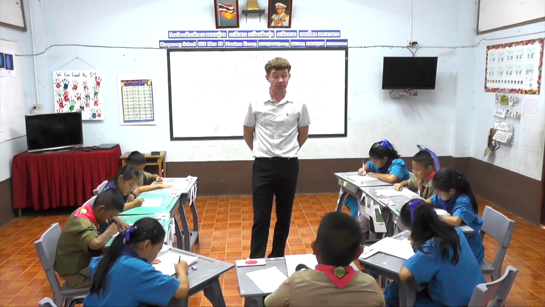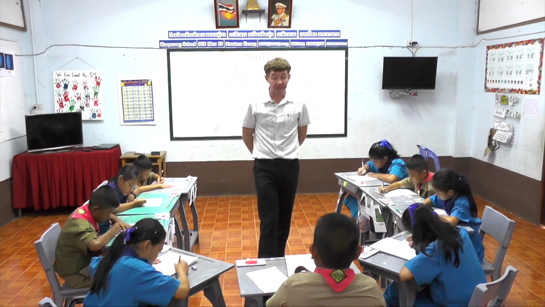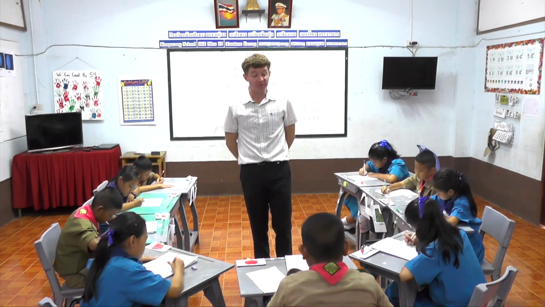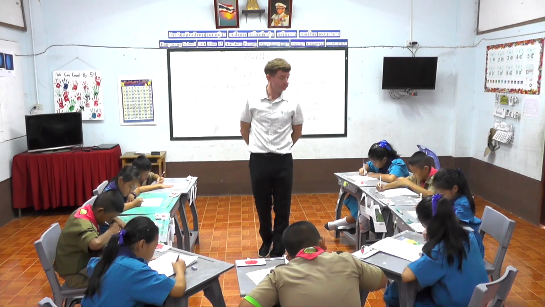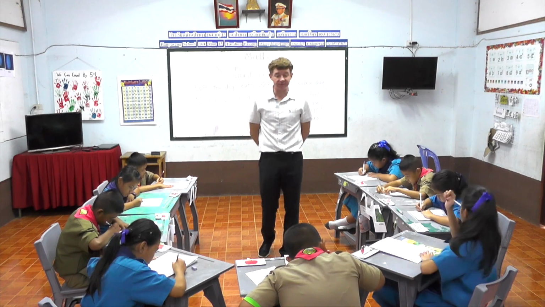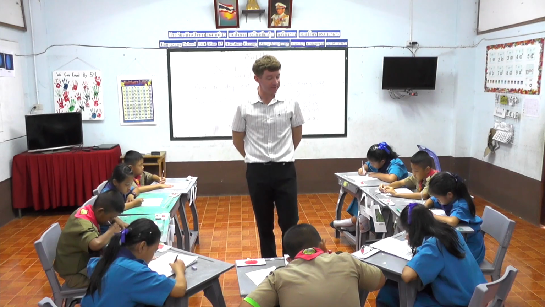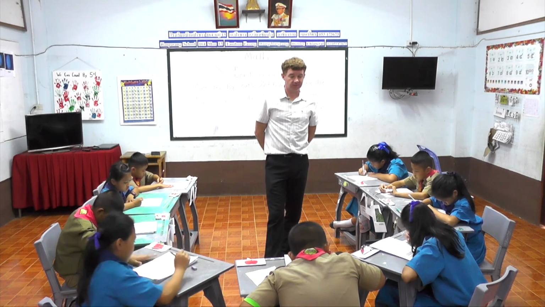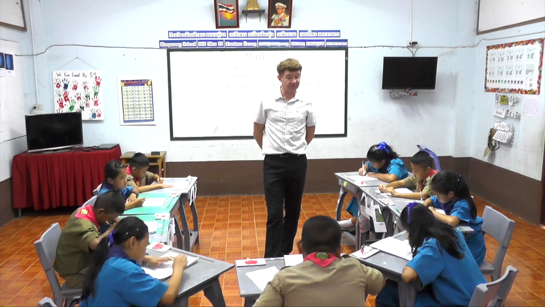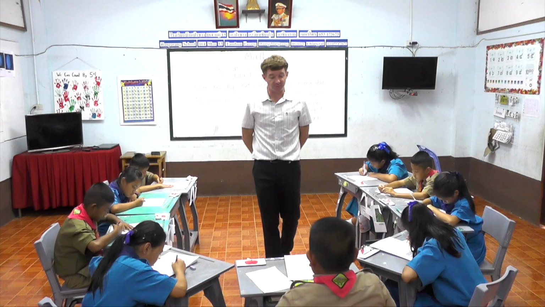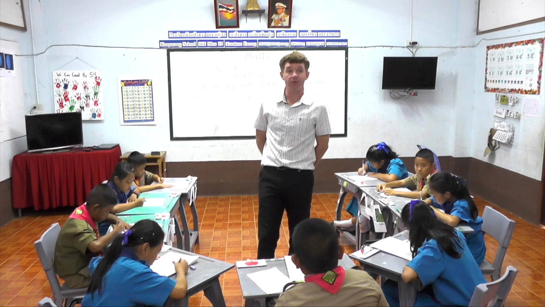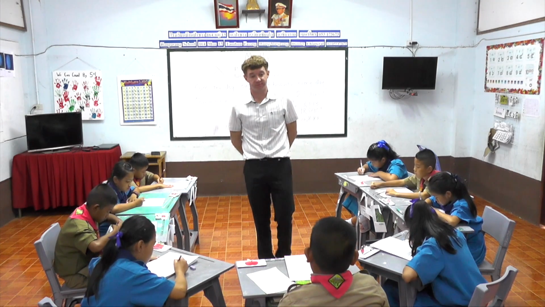And then the next one, like the one we did on the board, Pim saves 140 baht per week. But how much does Pim save in 125 weeks? So 3 digits by 3 digits, 140 multiplied by 125.